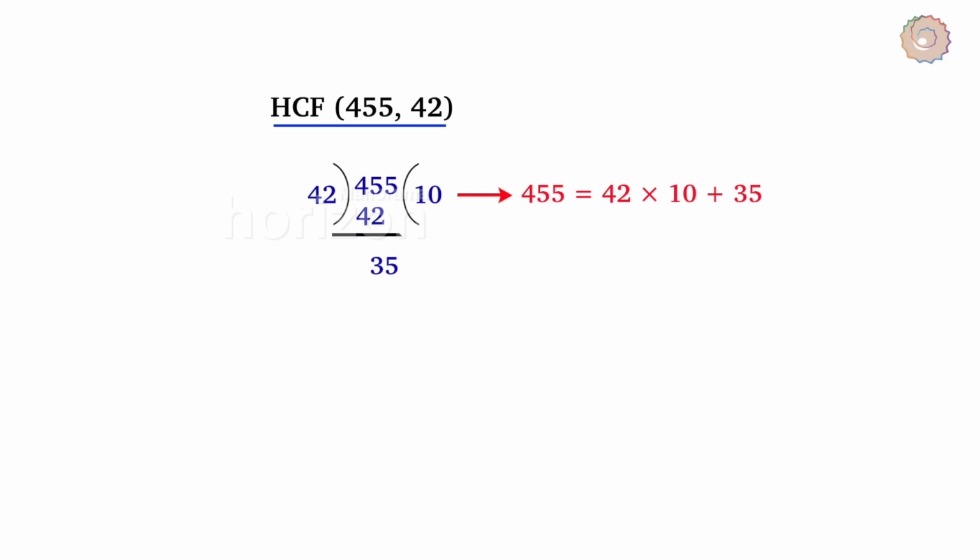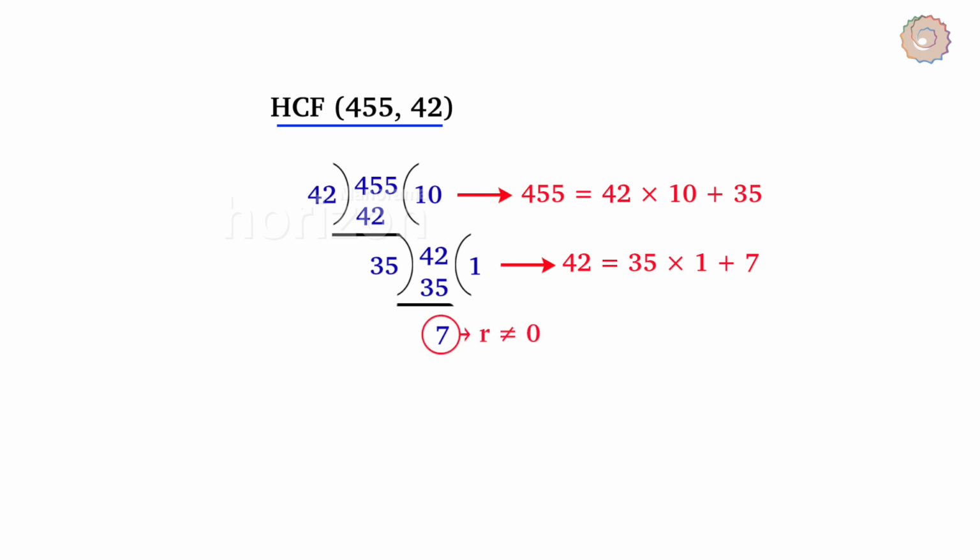As the remainder is 35, which is not equal to 0, we need to again apply Euclid's division lemma to 42 and 35. Considering the divisor 42 and the remainder 35, we apply the division lemma to get 42 = 35 × 1 + 7.